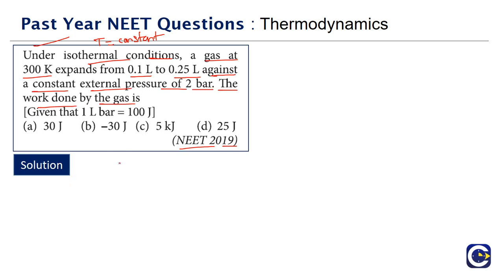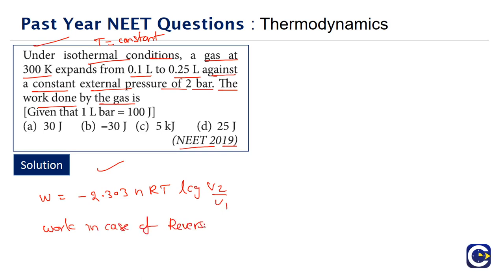See, this is a kind of misleading type of question, in the sense we always will remember this formula. So work done in case of the reversible isothermal will be equal to what? Minus 2.303 nRT log of V2 by V1. But what we must also keep in mind carefully is this is the work in case of reversible isothermal. So only in case of reversible isothermal process this will be the formula for the work.